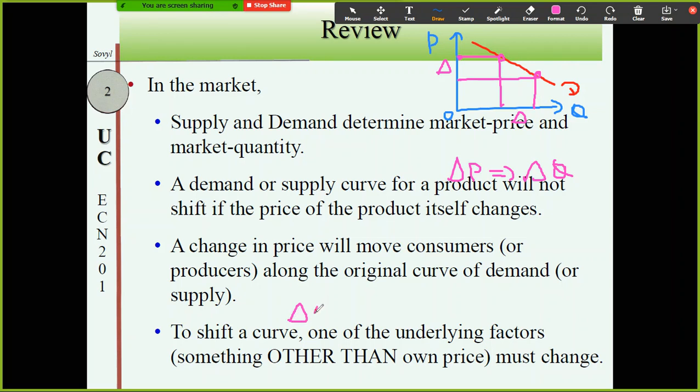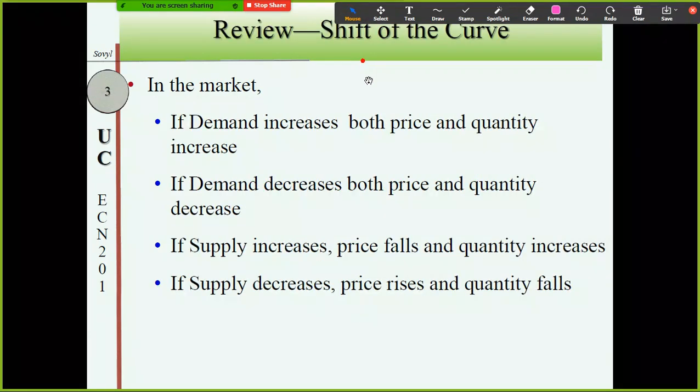It means that the quantity changes because of the other factor changing. The other factor changes, but the price has no change. This we call a change in demand or a change in supply. The other one we call a change in quantity demanded or a change in quantity supplied. This is from the previous chapter. A change in the curve is a change in demand or a change in supply.